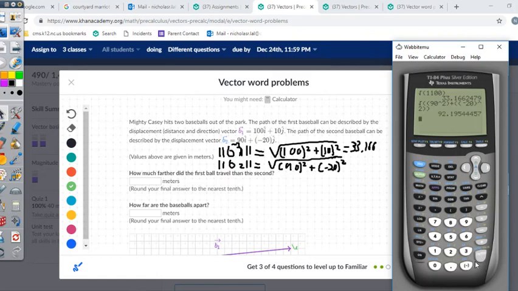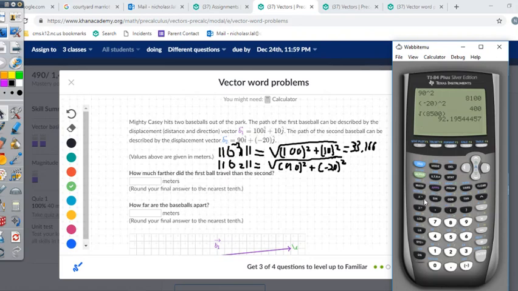which should be, all right, let's see. 90 squared is 8,100, then negative 20 squared is 400, so that becomes 8,500. Take the square root of 8,500. 92.195.